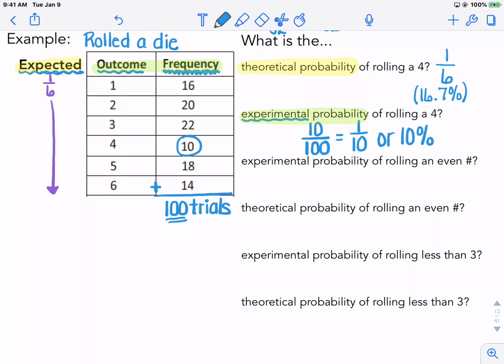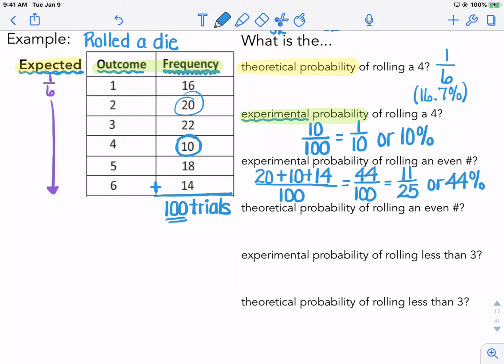The experimental probability of rolling an even number. So in the experiment, an even number would have come up 20 times as a 2. That would have been considered a possible outcome that would be successful. 10 more times because they got a 4. And 14 more times that they got a 6. So those are all the ways they got even numbers. But this is experimental, so it's out of the 100 times that they tried that. So that's 44 out of 100. So the experimental probability came up 11/25, or 44% of the time.